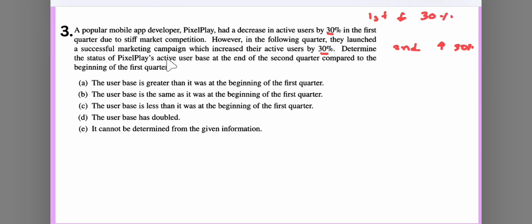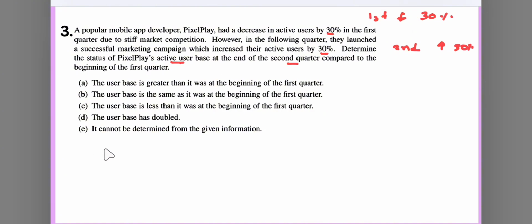Determine the status of the Pixels Plus user base at the end of the second quarter compared to the beginning of the first quarter. So we need to find the active user base at the end of the second quarter, compared to the beginning of the first quarter. So for the first quarter, it decreases by 30%.